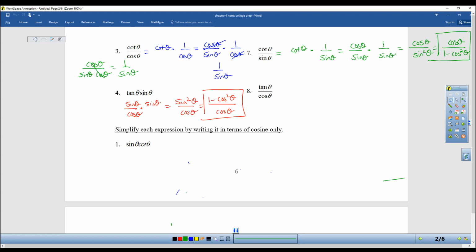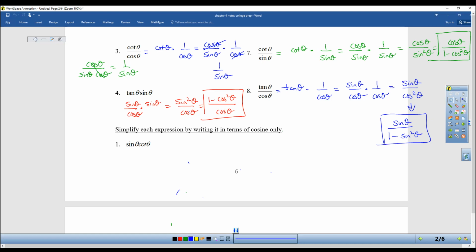And the last one. Again, this is going to become a complex fraction. So the safest way to do it is to break it down into 2. Tangent is sine over cosine. Hopefully you're doing this one a little bit faster than me and you're getting it. Times 1 over cosine is sine over cosine squared, which is sine over 1 minus sine squared.